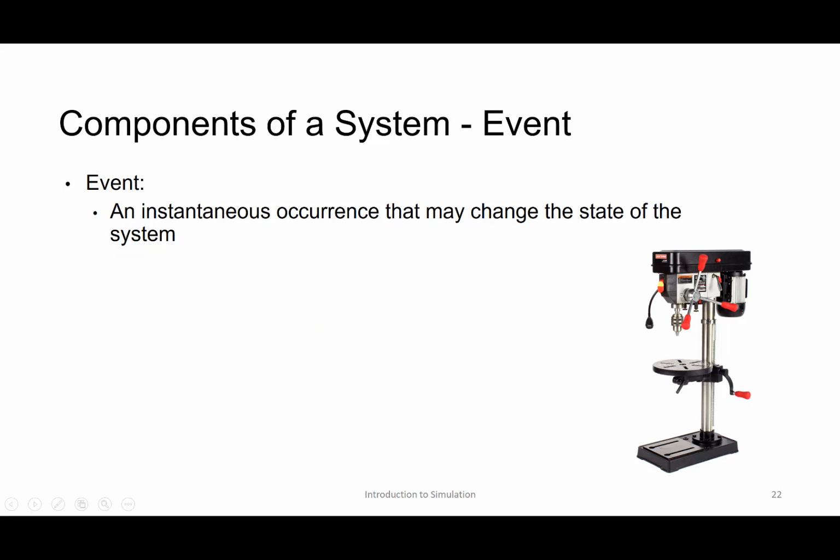An event is an instantaneous occurrence that may change the state of the system. In our simple processing example, the event would be an arrival of a part or completion of the part by the drill press.